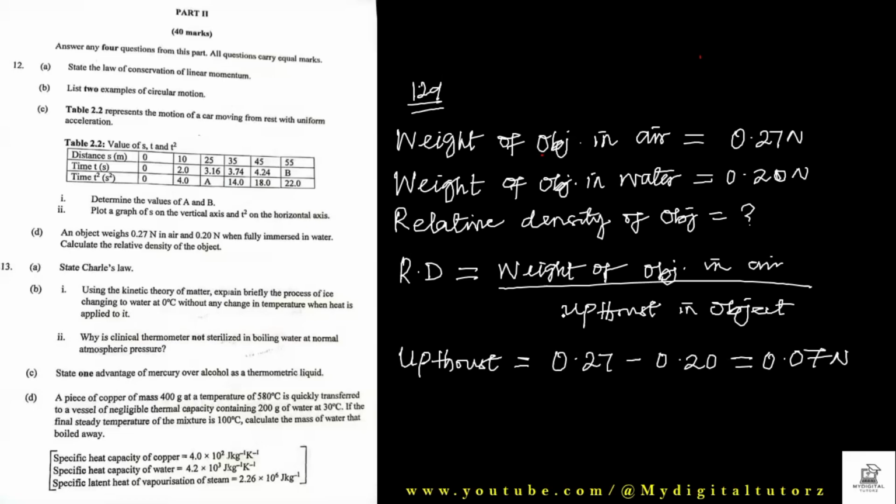So when you get this, now bring back your formula, relative density. Weight of object in air is 0.27 all over the upthrust, which is 0.07. So press your calculator, you will have 3.85. It has no unit because here it is in Newton and here it is in Newton, so they will cancel each other. So you have your relative density to be 3.85.